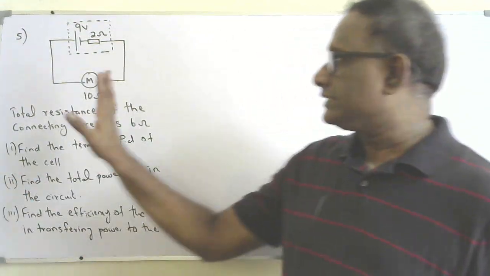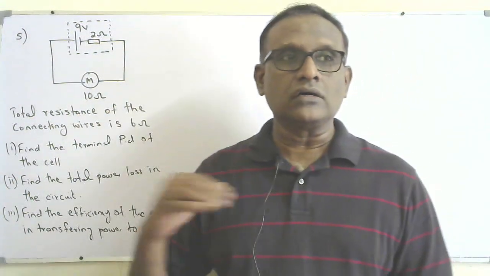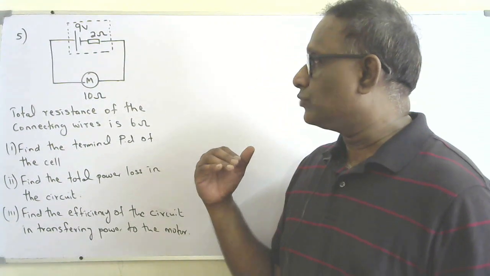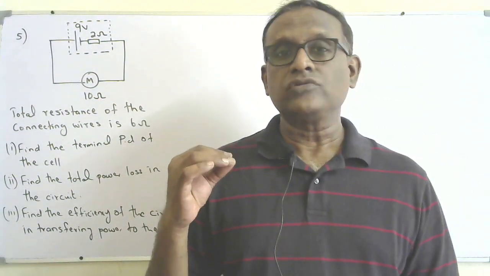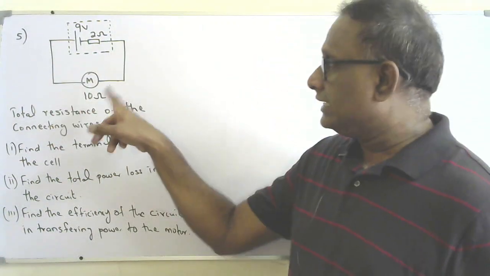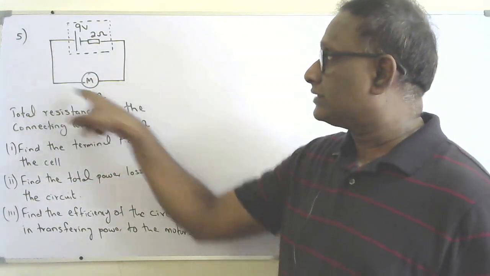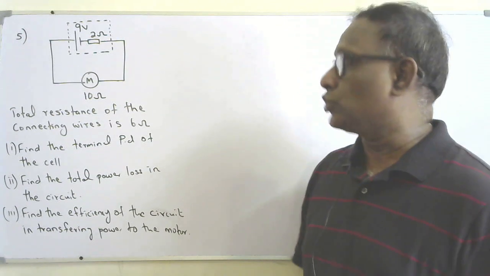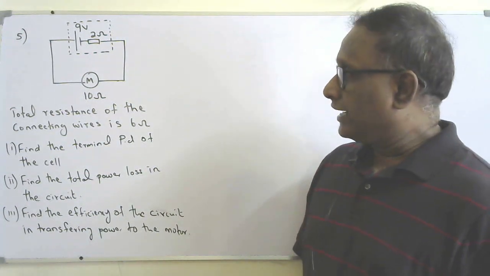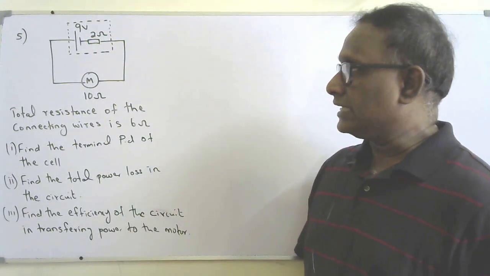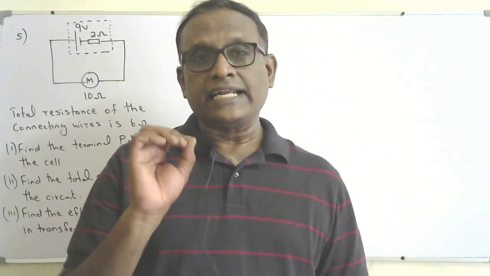Okay, so this question, normally in all my previous questions, we consider the connecting wires have no resistance. But here in this question, it says that the total resistance of the connecting wires is 6 ohms. First part, find the terminal potential difference of the cell. Okay, so you should understand like this.